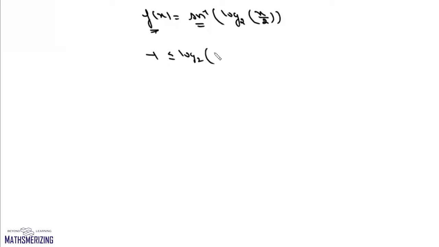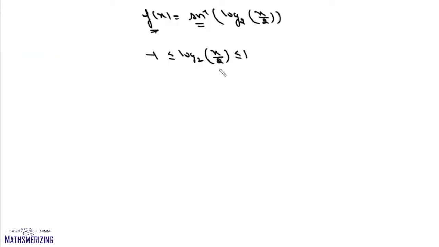So let us take a function which is f(x) is sine inverse log to the base 2 of x by 2, and we'll need to find the domain of this function. Now for sine inverse, we know that its domain is from minus 1 to plus 1. So we can write this: log of x by 2 to the base 2 must lie between minus 1 and plus 1.